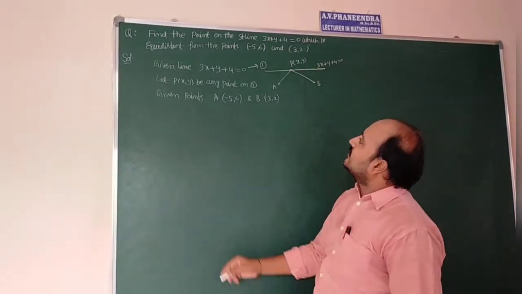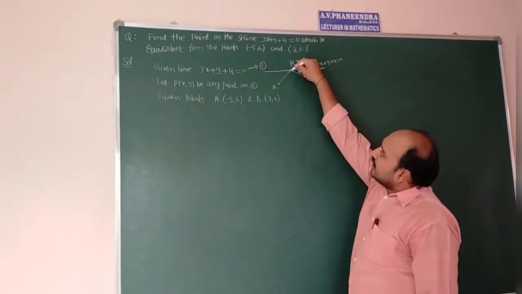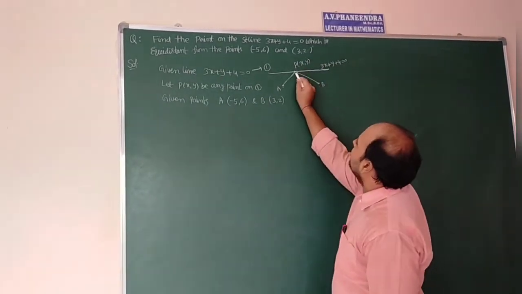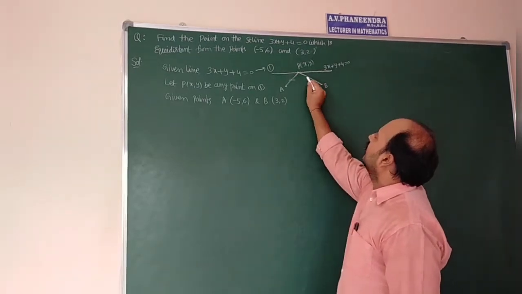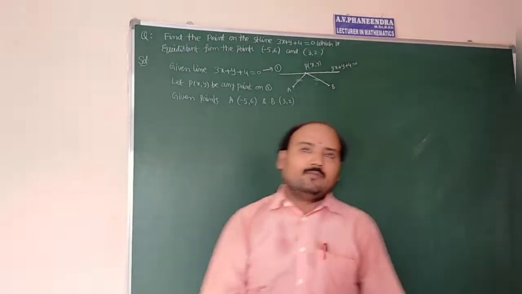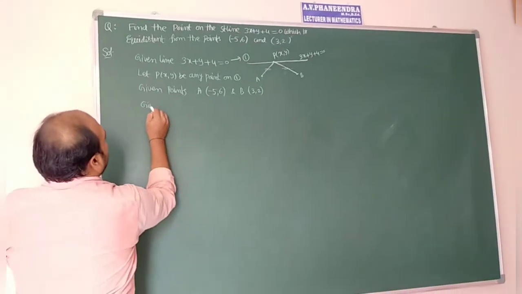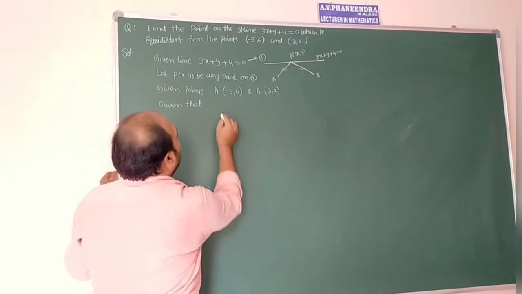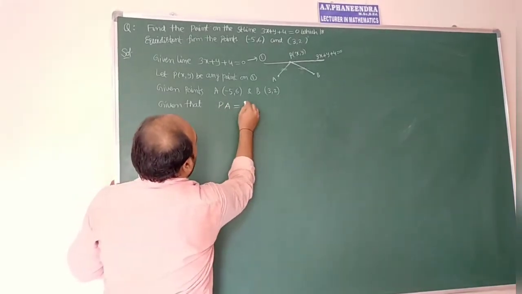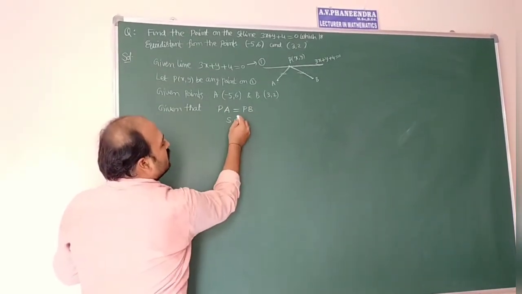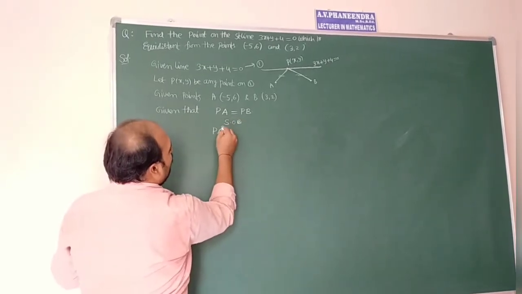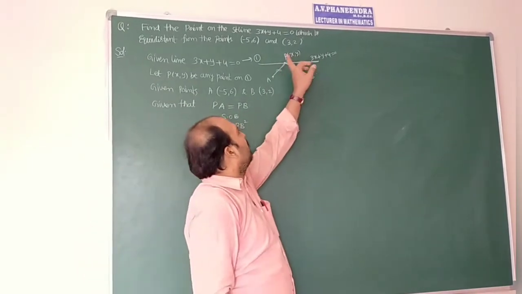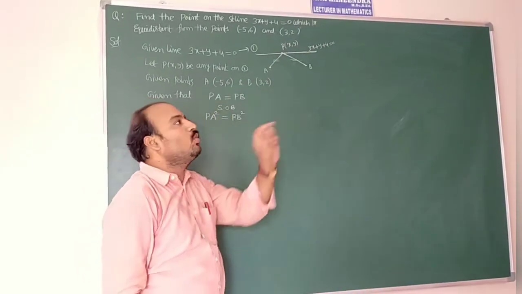The given condition is to find the point on the straight line which is equidistant from the given points. That means the distance from here to here should be equal to the distance from here to here. So these two are equal. It is indirectly a locus problem. Given that PA is equal to PB, squaring on both sides, PA square is equal to PB square. PA square means the distance between point P and point A, squared, so without the root we have to write.